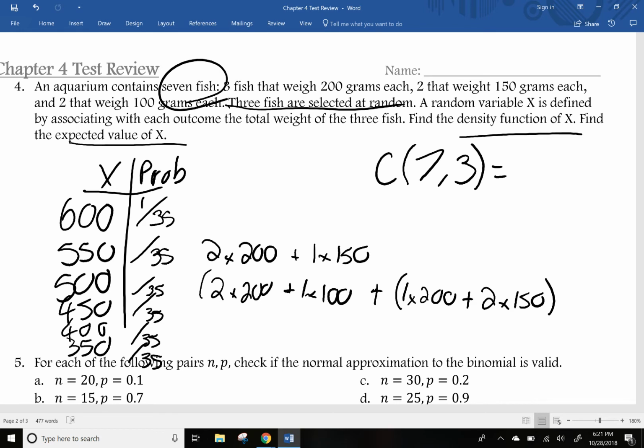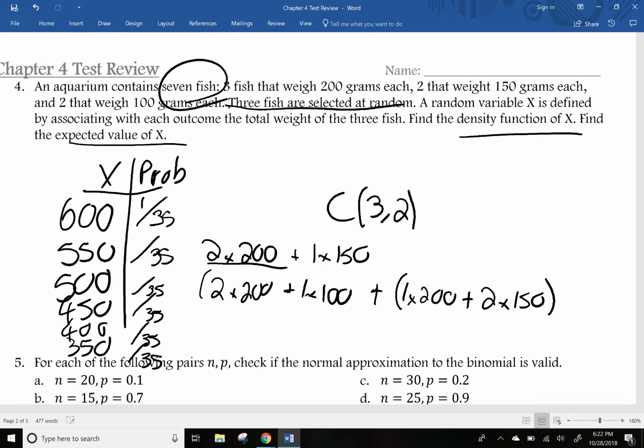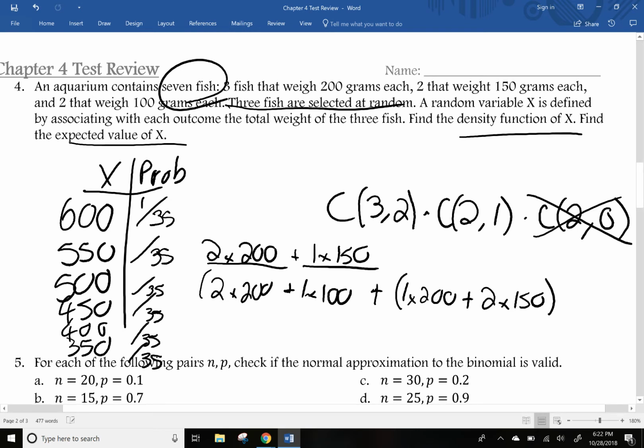A 550 occurs when I choose 2 200-gram fish and 1 of the 150-gram fish. So now that probability would be the combination. There are 3 200-gram fish, and you're choosing 2 of them. And the combination of 2 150-gram fish, but you're choosing 1 of them. And again, the combination of 2 100-gram fish, but you're choosing none of them. And again, this is irrelevant because that 0 basically means it's not going to do anything. So just this is really all you need, which is, I believe 3, no, 6.